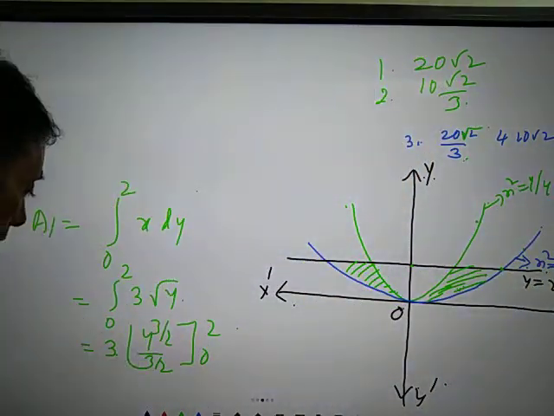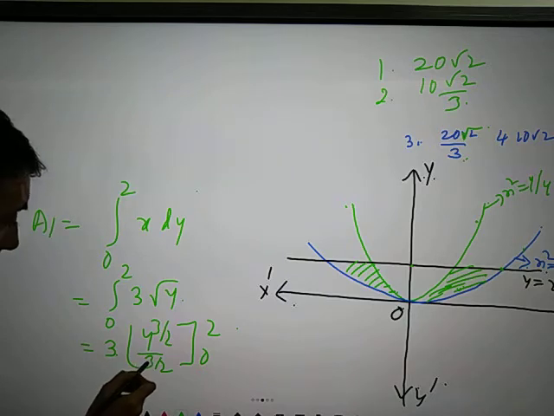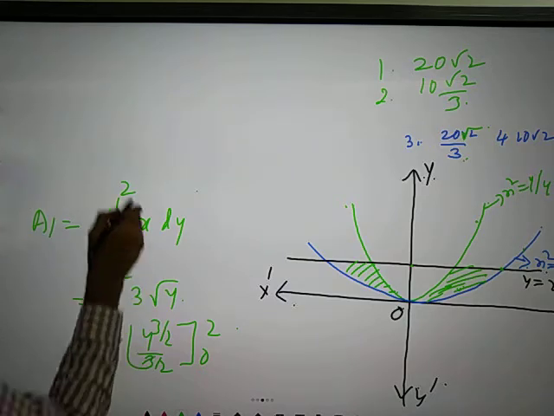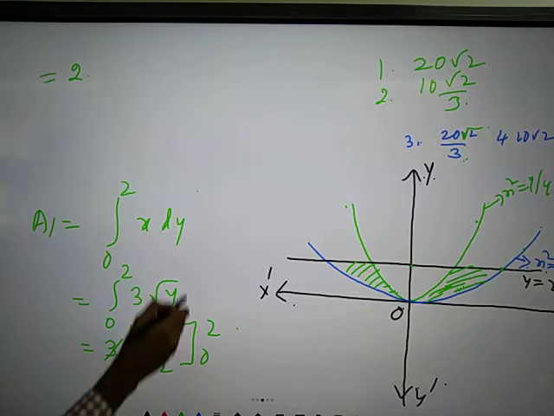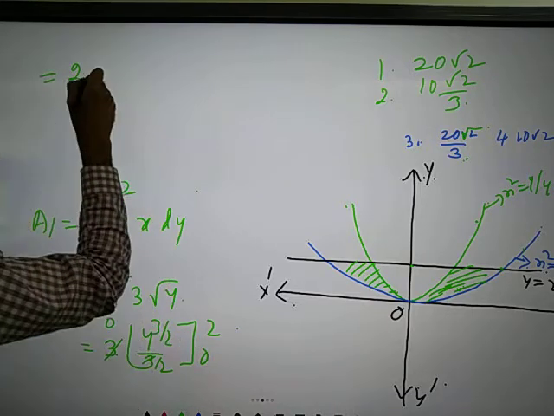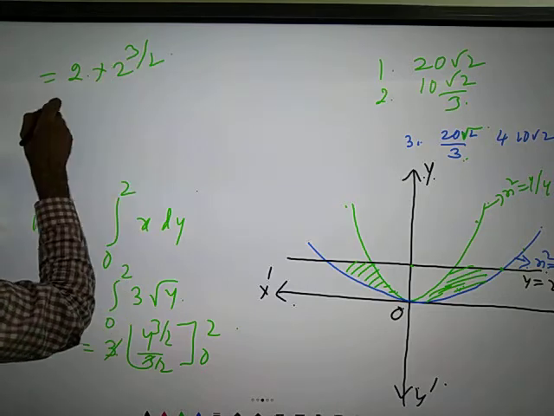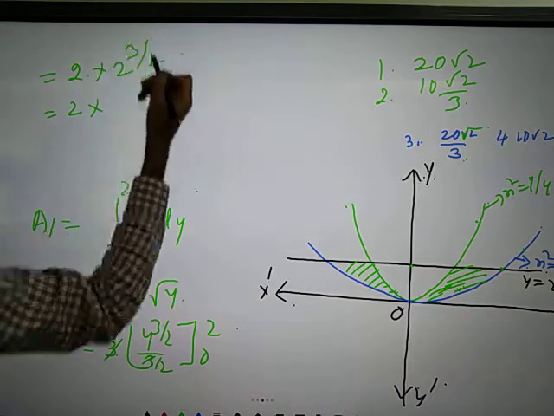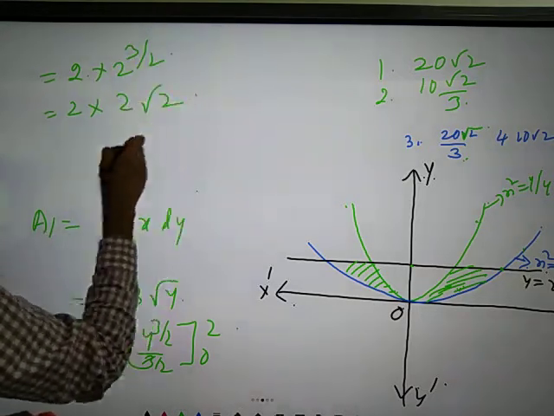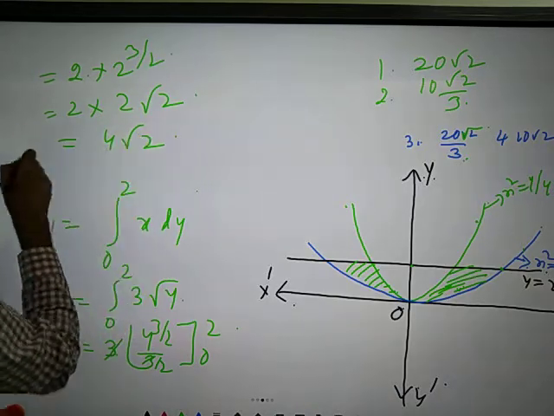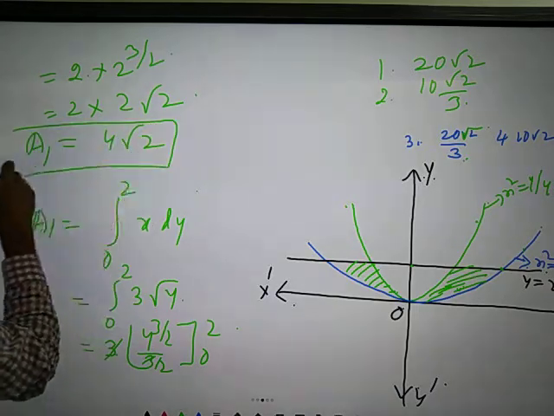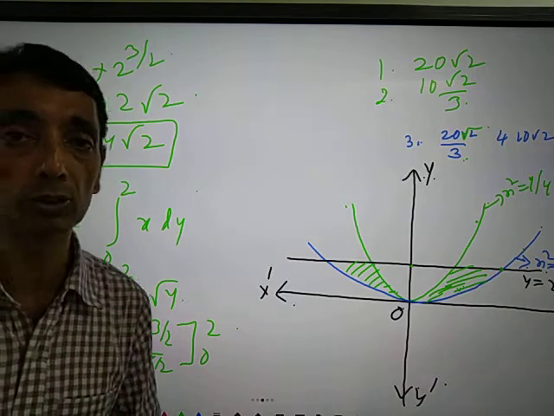So let us continue. And here the 3 and 2 will cancel out, so it will be 2. And if we put the value 2, that is 2 into 2 to the power 3 by 2, we can simplify a little bit. 2 to the power 3 by 2 gives us 2 root 2, so that is 4 root 2. So this is A1. So you got the value of A1. Very simple. This is 4 root 2.